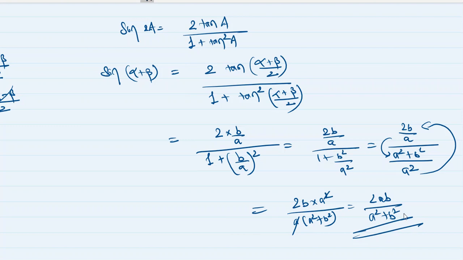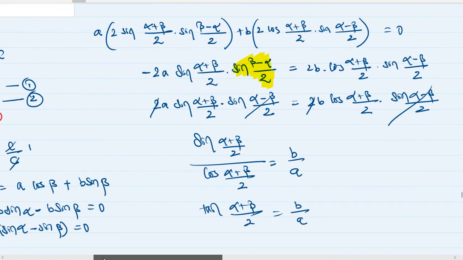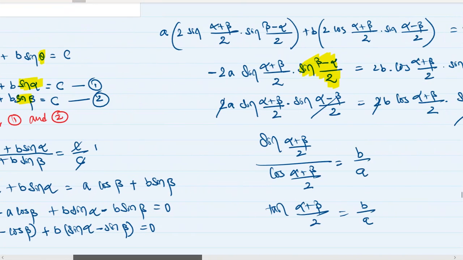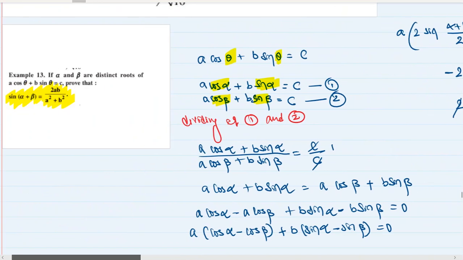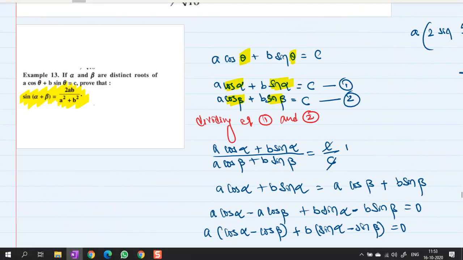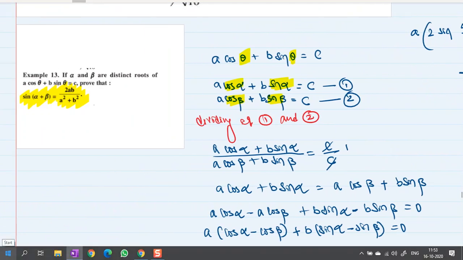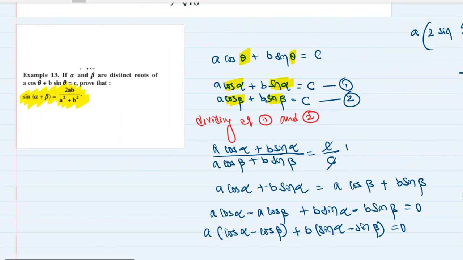That is the value of sin(alpha plus beta), which we needed to prove. A little long method, but absolutely correct. Actually, the way which we have chosen to do it is the correct way. The earlier method was not correct. Okay, so finally this part has been completed.